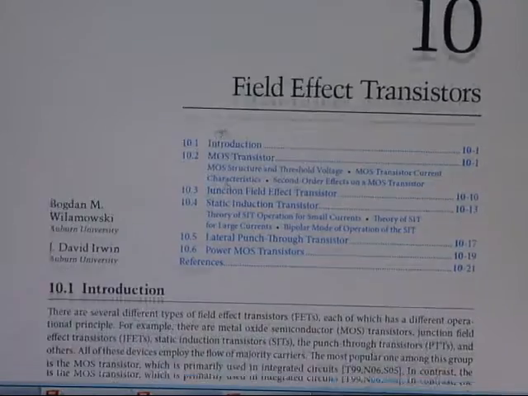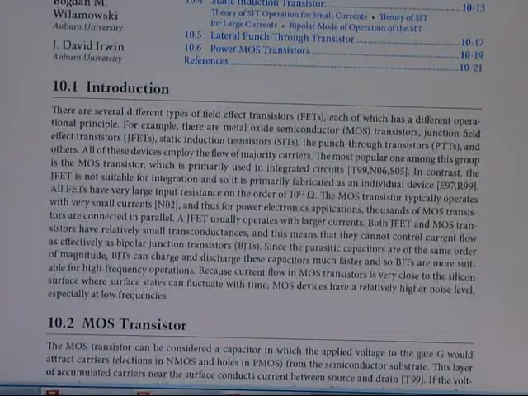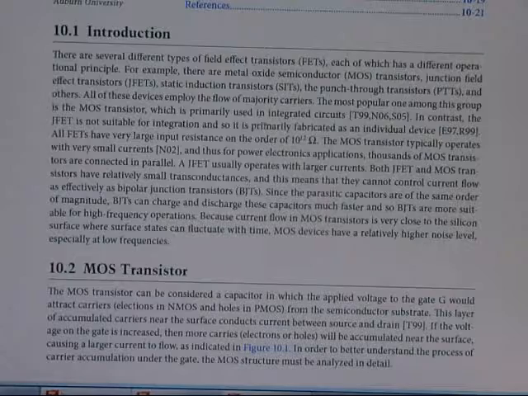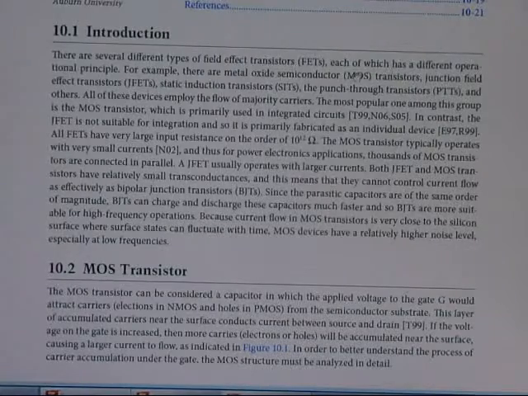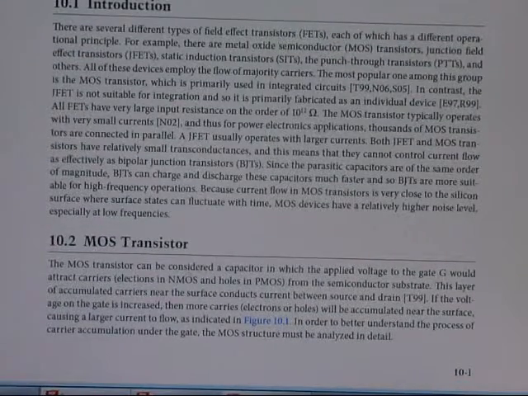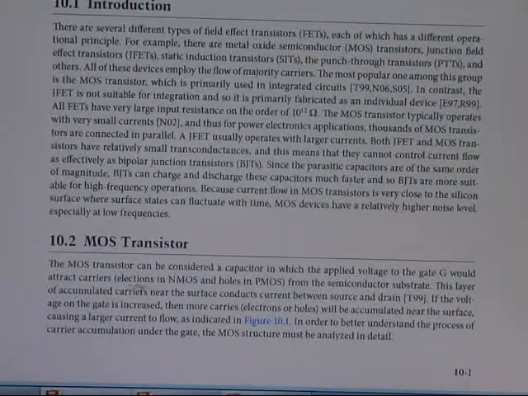So this is where we talk about field effect transistors. A field effect transistor is one where, depending on the function, they call it the beta characteristics. The MOS transistor, the metal oxide semiconductor transistor, is one kind of field effect transistor.